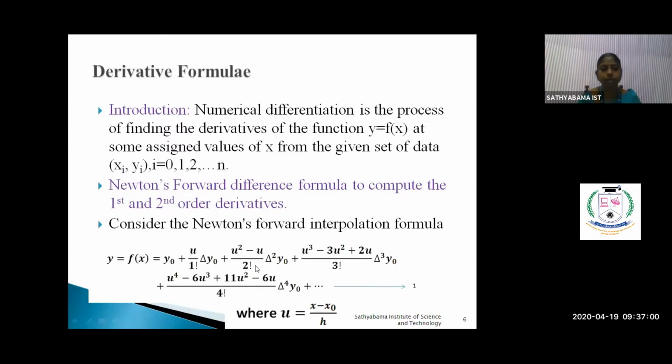So this is nothing but your Newton's forward interpolation formula only, and just the numerators are multiplied and we are getting a simple form. So from this only we are going to find the first order derivative. Now you look at that equation, y is equal to f of x. Here you can see that there is no x involved in the right hand side of your interpolation formula. So how can we find dy by dx?